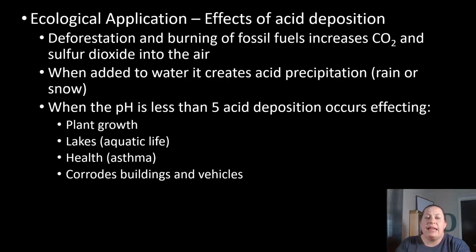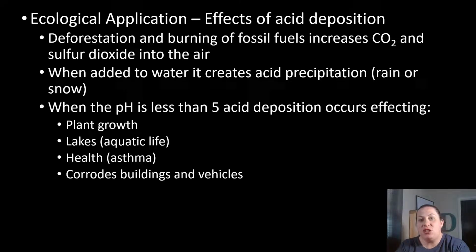Now, this idea of acids and bases not only has an effect on our body and other animals or other organisms for homeostasis, what about the ecosystem? When we look at the ecosystem, the non-living and living things, well, they can be affected because of acid deposition, where acid is deposited into the environment.